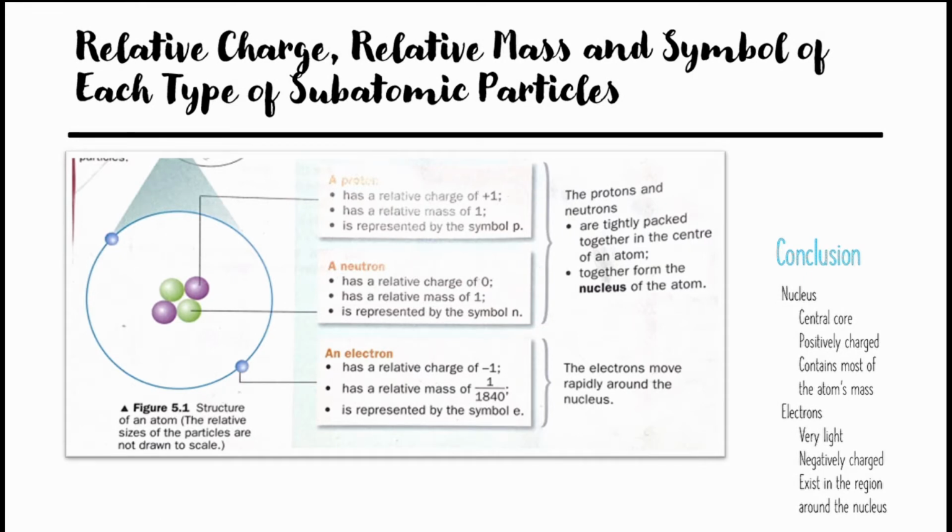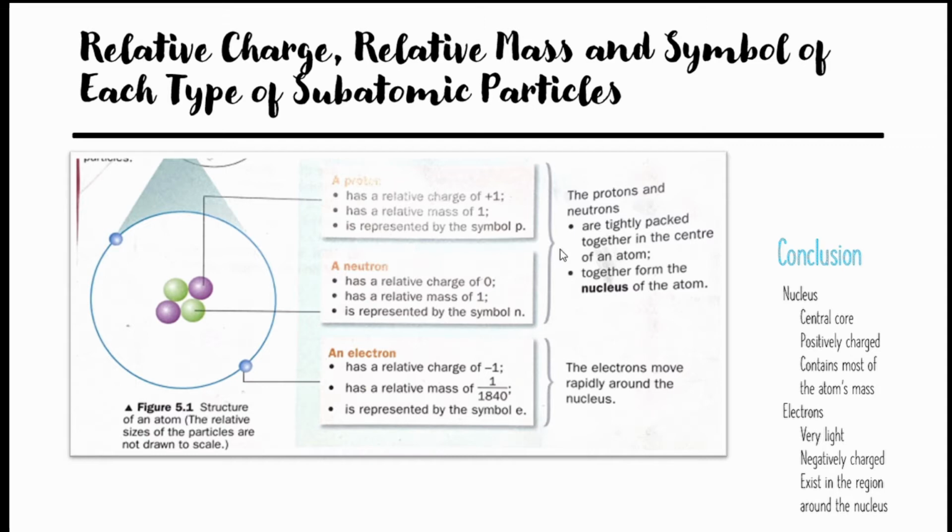Now, let's talk about the relative mass of each subatomic particle. Proton has a relative mass of 1, while neutron has a relative mass of 1. Electron has a relative mass of 1 per 1840. That means electron has the smallest mass compared to the other subatomic particles. Proton is represented by the symbol P. Neutron is represented by the symbol N. And electron is represented by the symbol E.